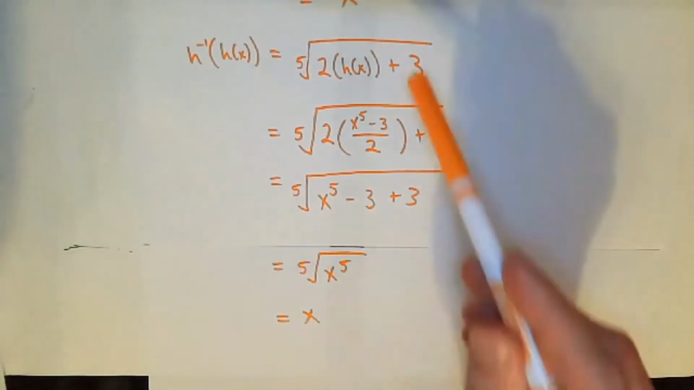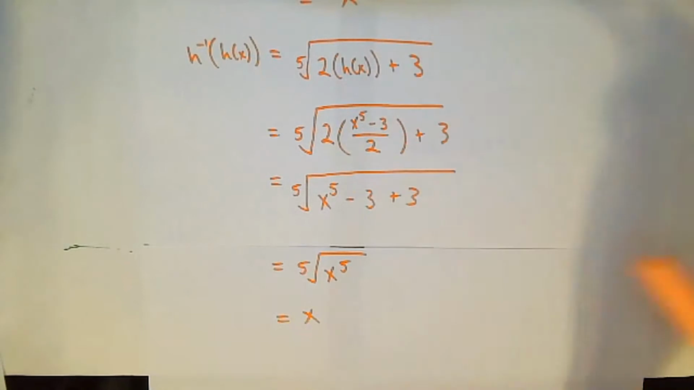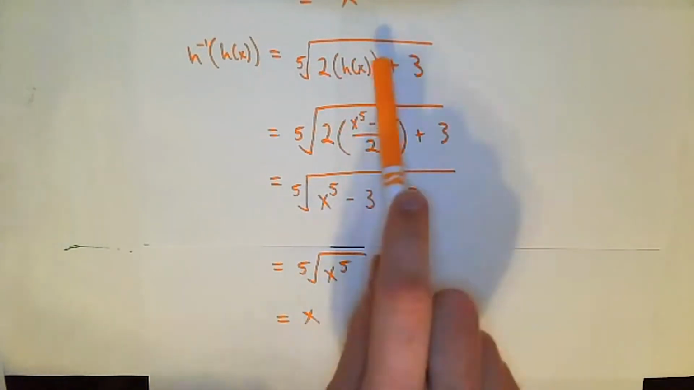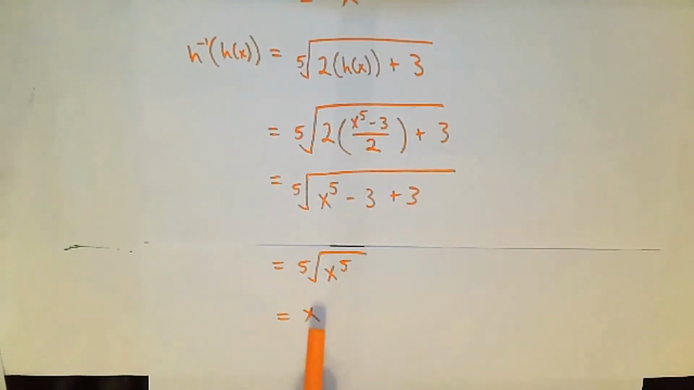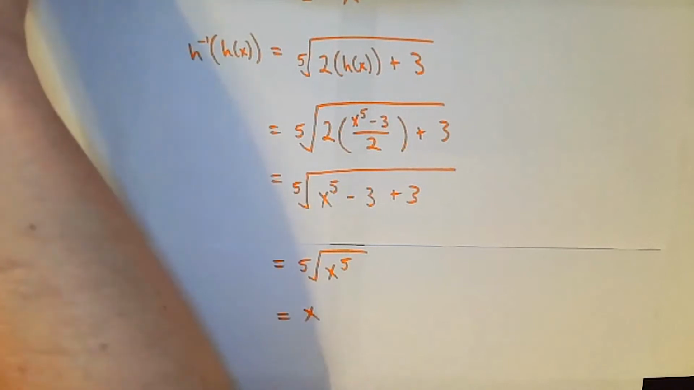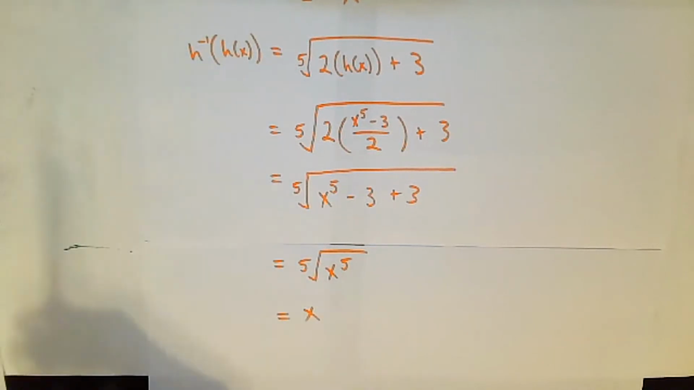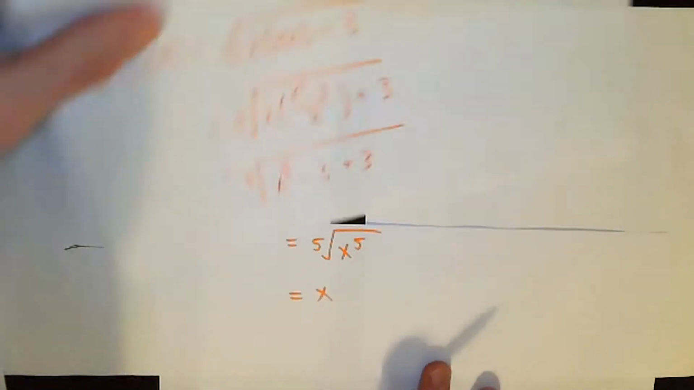Nice. The setup is tough, but then the algebra is like setting up dominoes: hard to set up, but then it all just tumbles down and you end up with just an x here. That's how you confirm that two functions are in fact inverses of each other. So what did we end up getting?